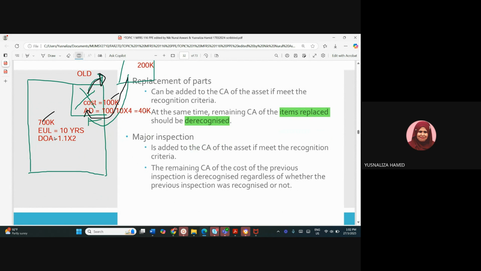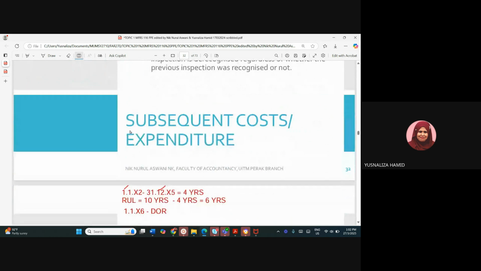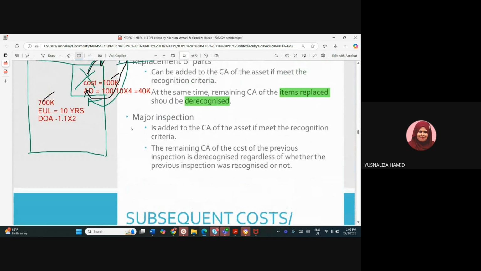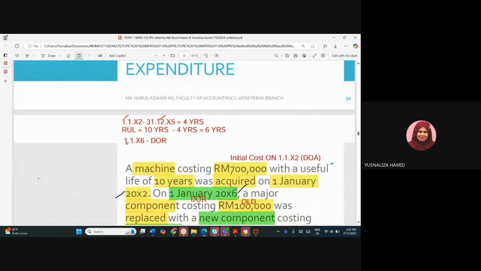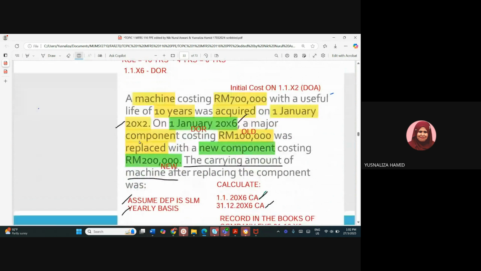And let's say you have this inspection and you notice that the parts must be replaced, maybe due to some demand of your customer whatsoever. So because of that, let us see how is the accounting treatment. So you have this information here. Let us look at this situation by giving you a scenario.